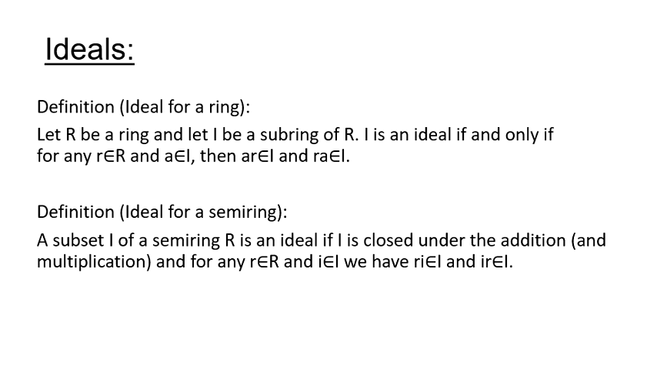Ideal for a semiring. A subset I of a semiring R is an ideal if I is closed under addition and multiplication, and for any lowercase r an element of uppercase R and i an element of uppercase I, we have that ri is an element of uppercase I, and ir is also an element of uppercase I. Subtractive ideals.